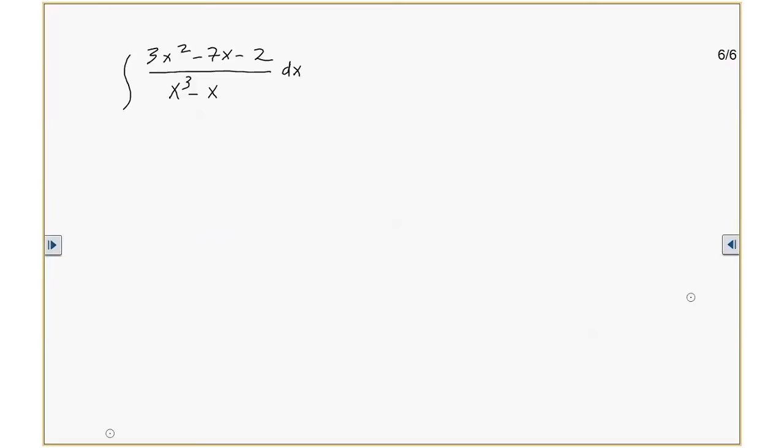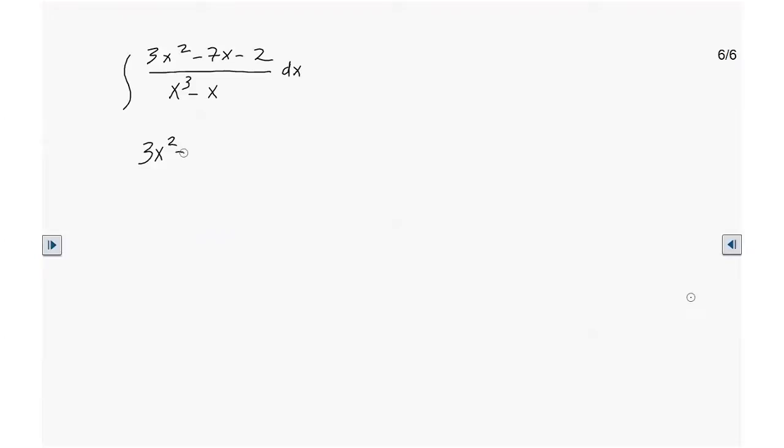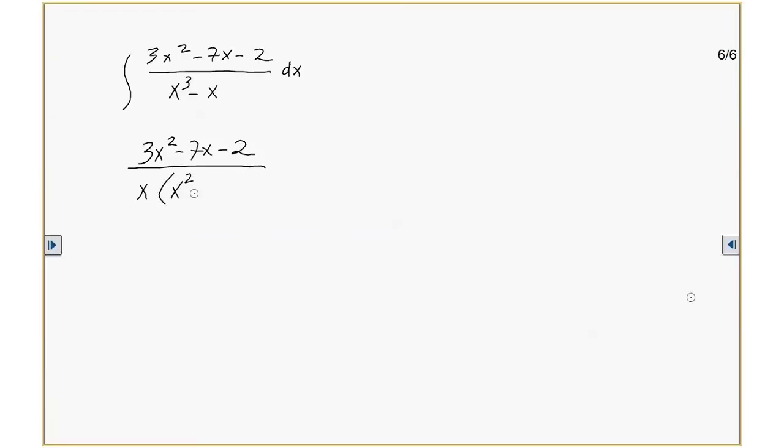What's the first thing you need to do? Back out a common term. So I'm just going to pull the thing out. I'll put the integral and the dx on it when I get finished. So that's going to be 3x squared minus 7x minus 2 over x times x squared minus what? Shortcut number what? Number 3, Hubert. That's right, class.